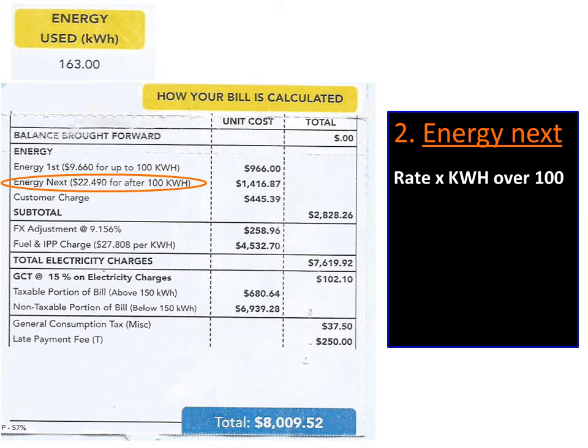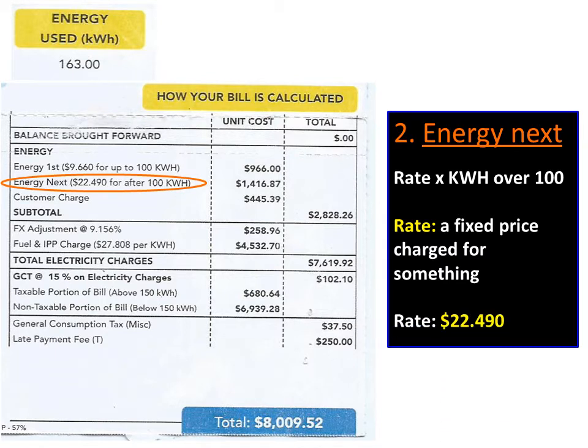So we multiply the energy next rate by the kilowatt hours over 100. So we've got 63 kilowatts over the 100. So we're going to multiply our 63 by the rate. Remember, the rate is a fixed price charge for something. So the rate in this question is $22.49. Sorry, 49 cents. It's right there. It says $22.49 for after 100 kilowatts.